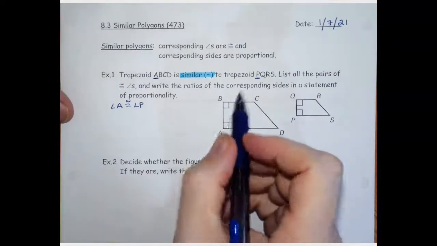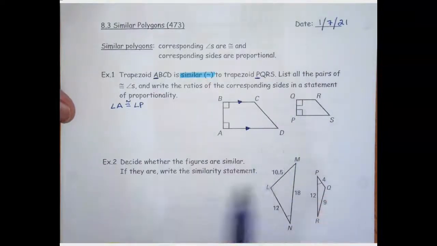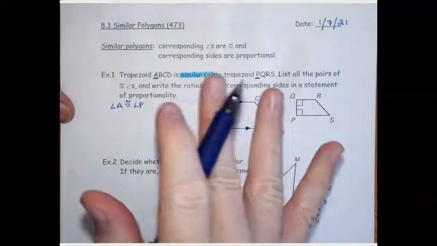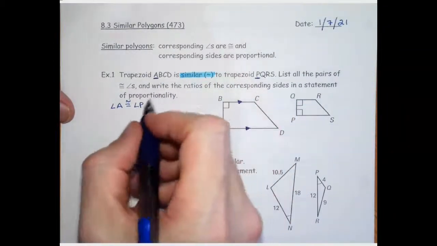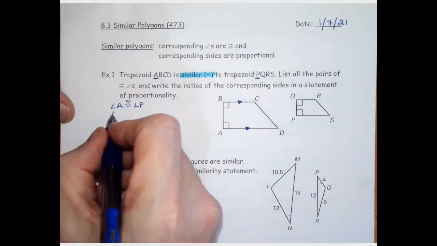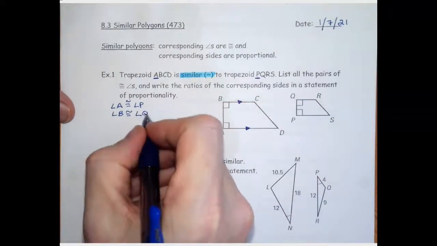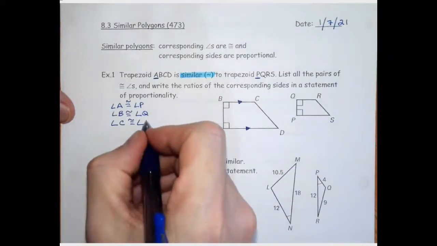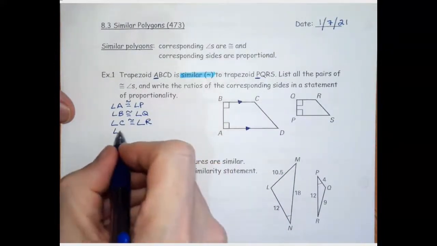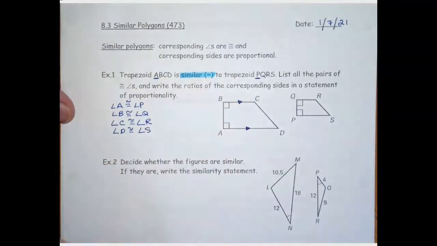Alright, and like this picture is fairly obvious, but sometimes it's not that easy to tell from the picture, so when they do give you the names, you would rather go by the names. So then it would be angle B and angle Q and angle C and angle R and angle D and angle S. Alright, and now we want to list the proportional sides.